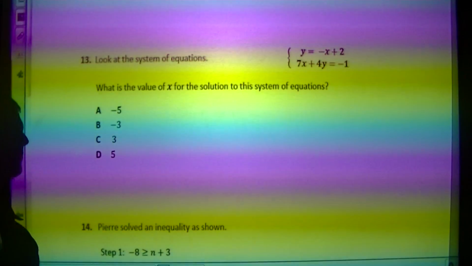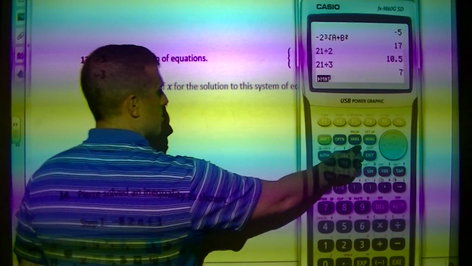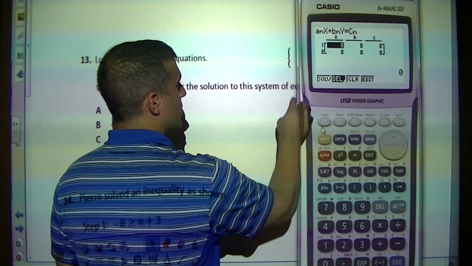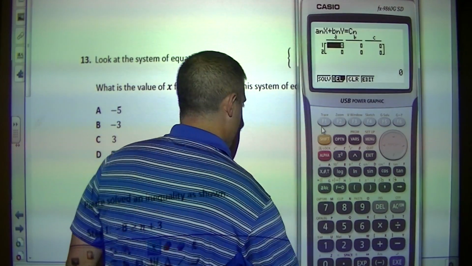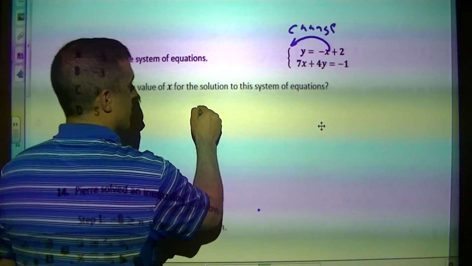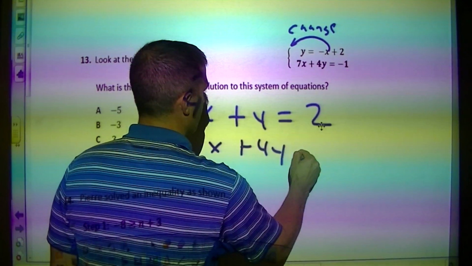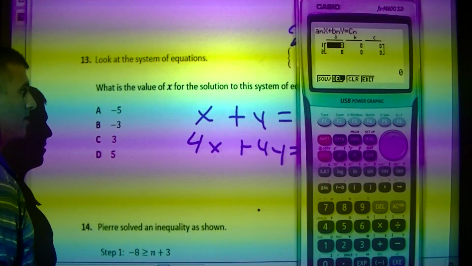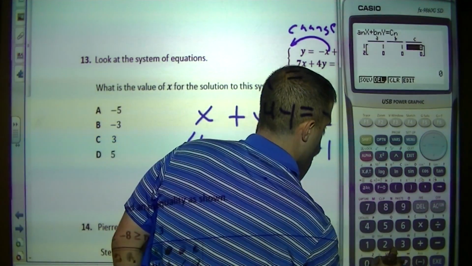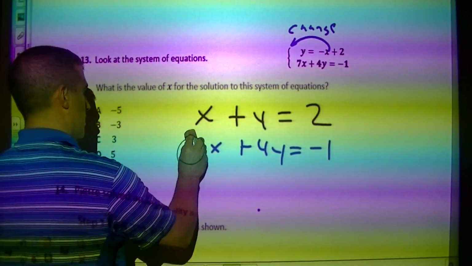Going on to 13, here's a system. What we have to do is go to menu and equal. That's going to be an F1. That's going to be 2. Now, if you see, it's x, y, then the number. This x needs to come over, so it needs to change. So I got x plus y equals 2, 4x plus 4y equals negative 1. That's what I'm going to end up typing in. So I got 1, 2, and 4. I'm sorry, that's not 4. It should be a 7. Wait, hold on. That should be a 7.